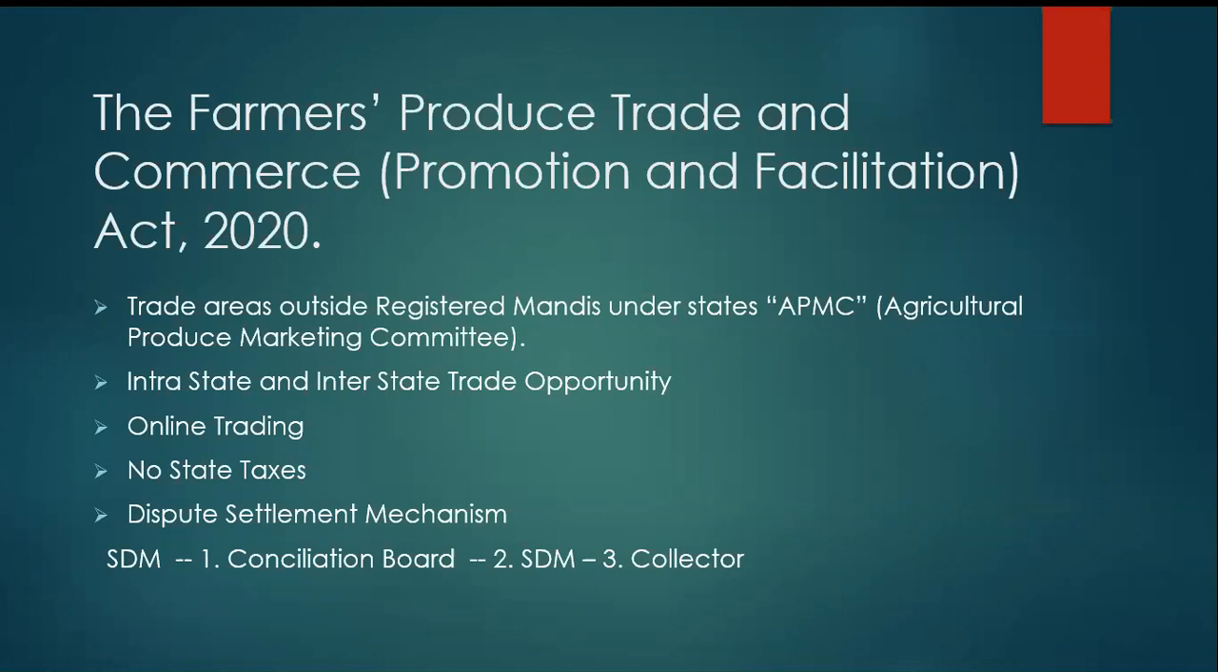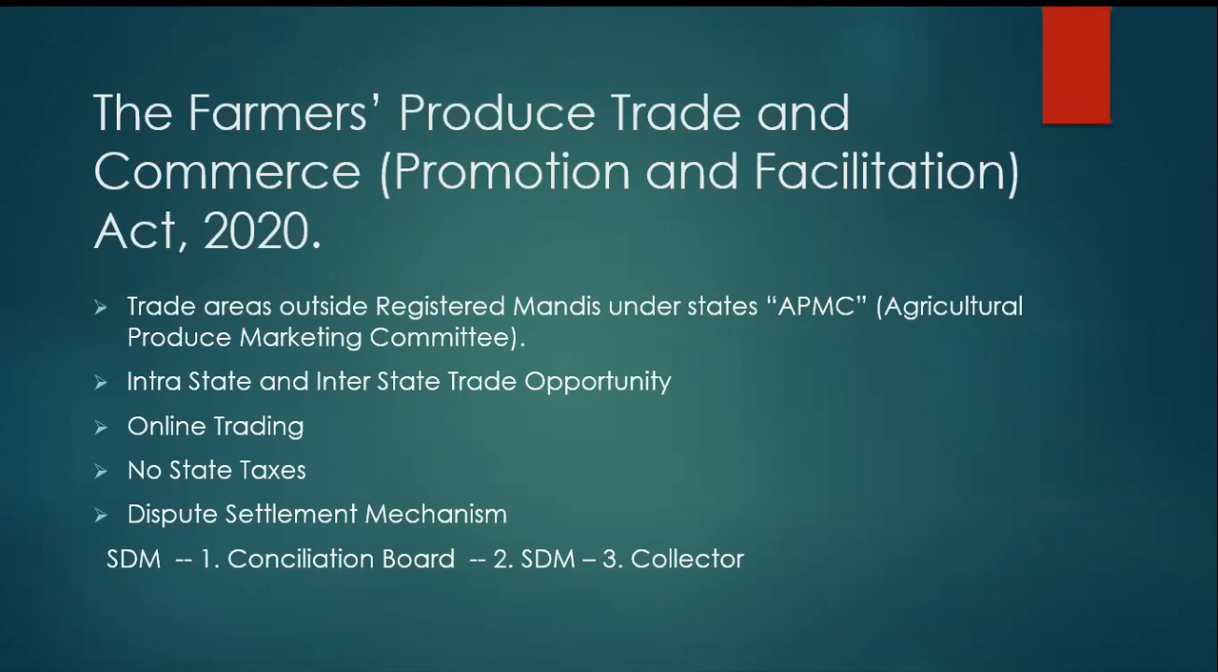Now, coming to the second provision, this bill has given them the opportunity to trade intra-state and interstate. As we now know, by the first provision, farmers have the opportunity to sell outside their district's APMC. So now either they can sell in a neighboring district, or they can sell in another state's district. They can sell anywhere. So it's very obvious that they have the opportunity to sell intra-state or interstate.